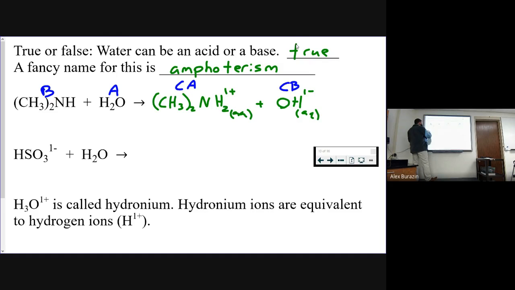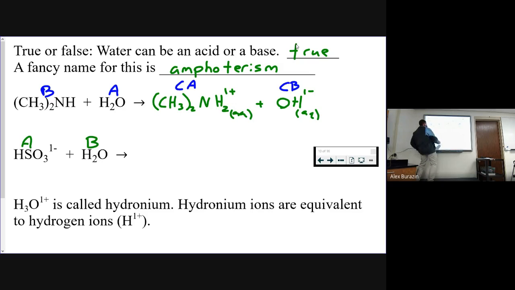Flip-flopping the script here. This is now my acid. Water is now my base. So I'm showing an example of water as an acid, and I'm showing an example of water as a base. Doesn't matter. It depends upon what else it's with. Okay? If it's with a base, it'll behave like an acid. If it's with an acid, it'll behave like a base. Just a matter of what else is there.